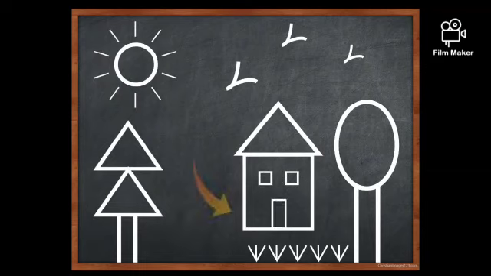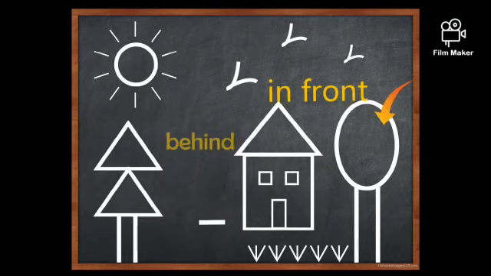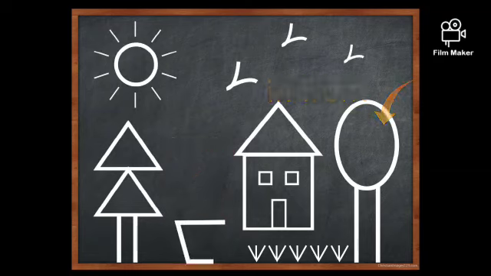So from this we can say that the house is behind the tree and the tree is in front of the house. Now we are making a pot below. Can you see? From the pot is coming out the stem, and I am drawing a flower, a circle shape, and then petals around it.